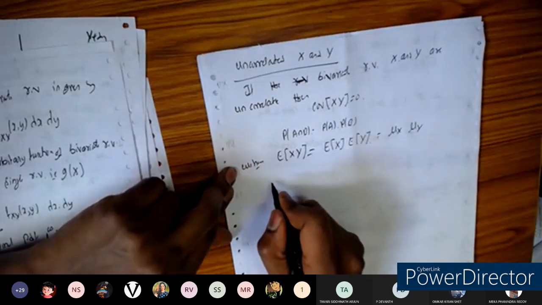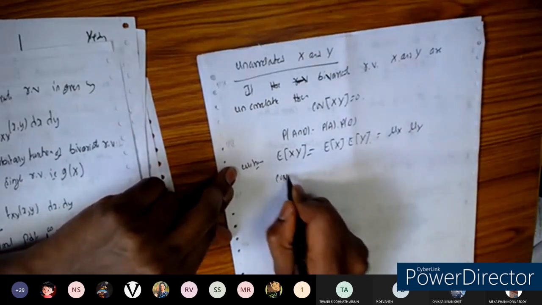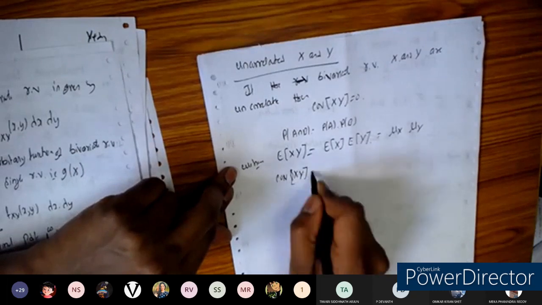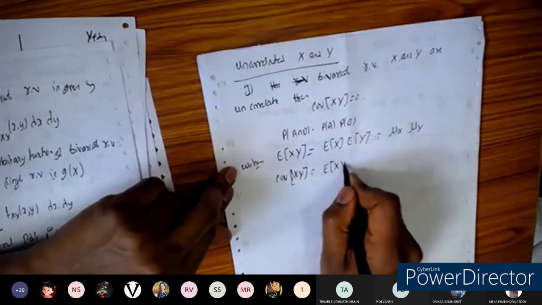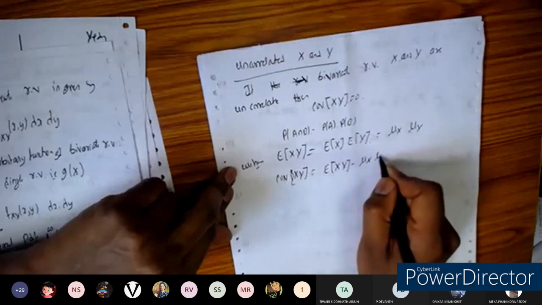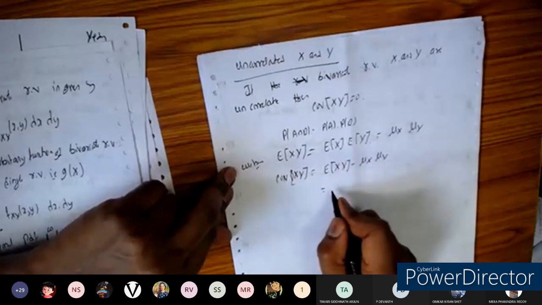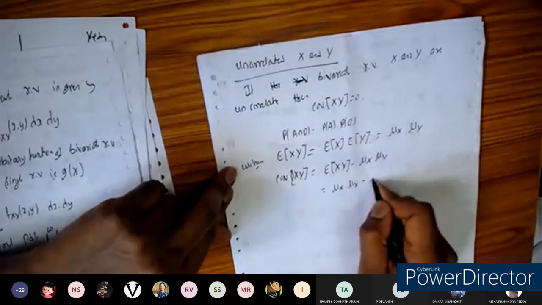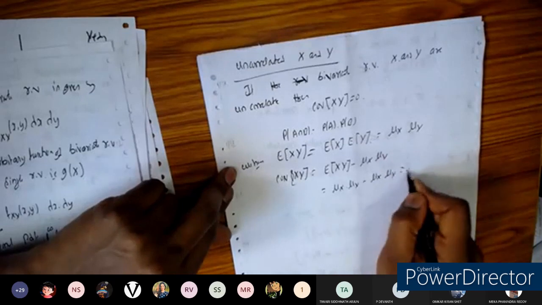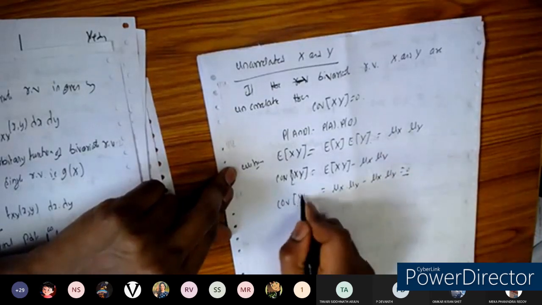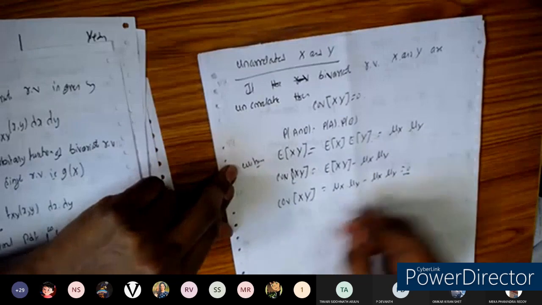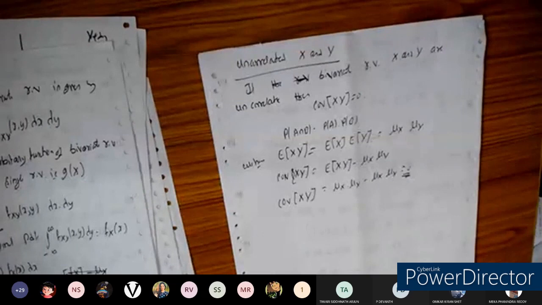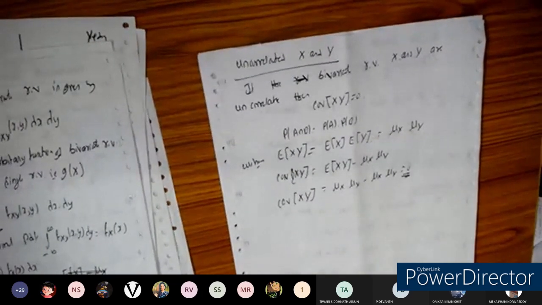What we have as the formula for the covariance of x comma y is the expectation of xy minus mu x into mu y. The expectation of xy is mu x into mu y, minus mu x into mu y. So this becomes equal to 0. This is for statistically independent events or uncorrelated events; the covariance will be equal to 0. Done, right? This is for uncorrelated random variables x and y, which are statistically independent random variables.